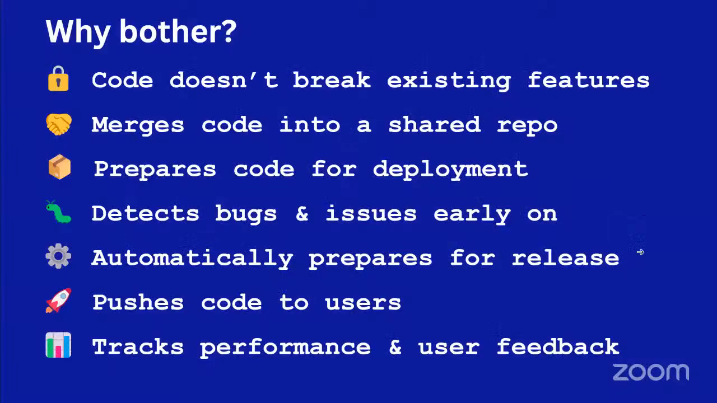Okay, so why bother? Why should we do it? This is kind of obvious and connected to what I was talking about before. Code doesn't break existing features. CI/CD pipelines merge code into a shared repo, prepare code for deployment, detect bugs and issues early on, and automatically prepare for release, push code to users, and track performance and user feedback. So it basically makes the whole process much easier for us, much more efficient, and much quicker through automation.